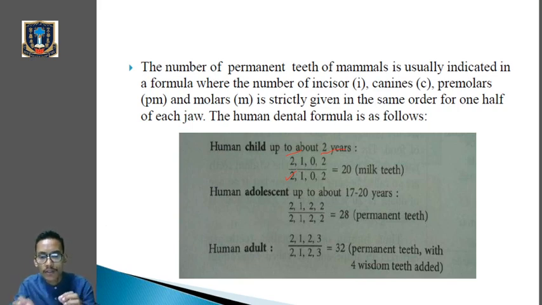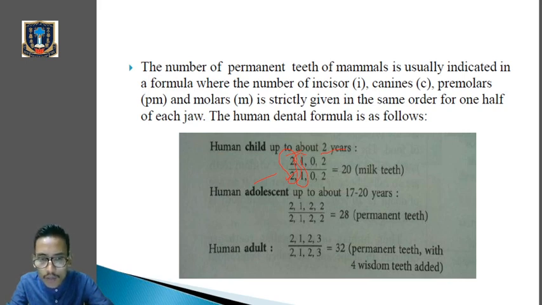So here in the upper part you can see 2102. 2 means incisor. Clear? 1 means canine, 0 is premolar and 2 means molar. That means in case of a human child up to 2 years, in 1/2 of each jaw, we are finding 2 plus 2 will be 4, so we are finding 4 incisors. We are finding 2 canines. We don't have premolars in a child.